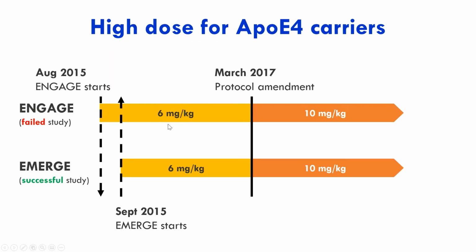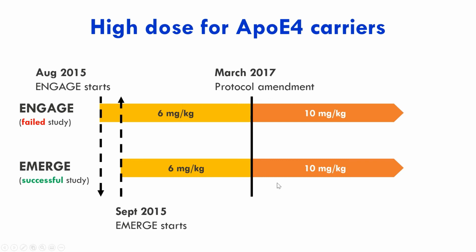So just to make that a little bit more clear, here we're just isolating the effect of the protocol amendment. Basically, in ENGAGE, the failed study, there were more patients who got this 6 mg per kg dose. During the period before EMERGE started, while ENGAGE was ongoing, up to the protocol amendment, these APOE4 patients got a max of 6 mg per kg. So the percentage of time that these APOE4 carriers in the ENGAGE study got the lower dose compared to the higher dose is higher. That's what they mean by exposure.